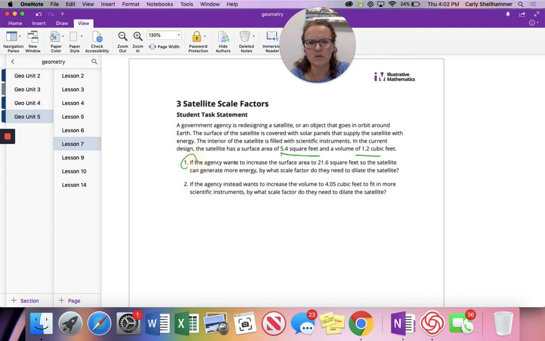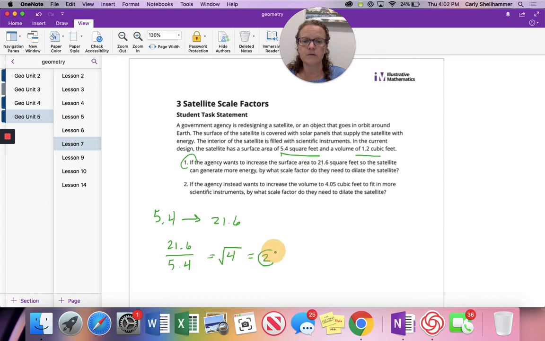All right, so we have surface area. We're doing 5.4, and we want it to be 21.6. So that got bigger. Let's go ahead and figure our scale factor. Okay, that gives me a number of 4, but that's not the scale factor. Remember, when we're dealing with areas, scale factor is squared, so our scale factor is actually 2.